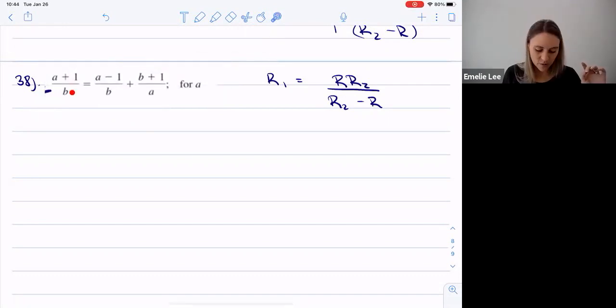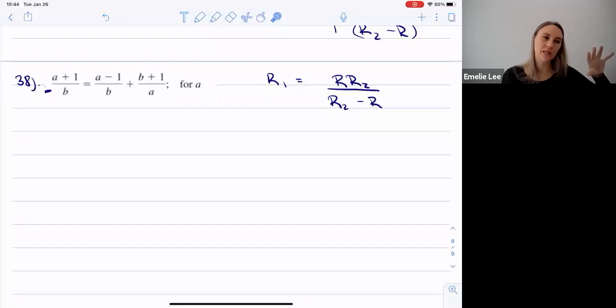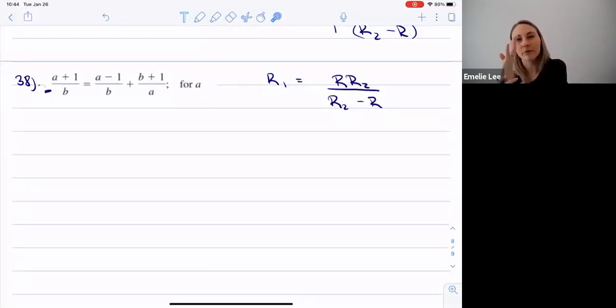So I've got a plus 1 over b is a minus 1 over b plus b plus 1 over a, and I want to solve for a, right? So I've got a's kind of everywhere, and my goal is going to be to collect all my a's to one side and everything that's not a to the other side, right?